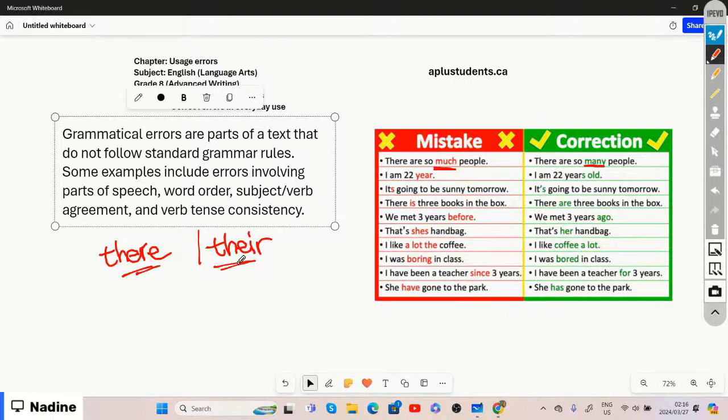All right. So these are but a few mistakes and errors that we make, especially in writing. It is grammar or grammatical errors within a text, and it basically just means that we do not follow the standard grammar rules.